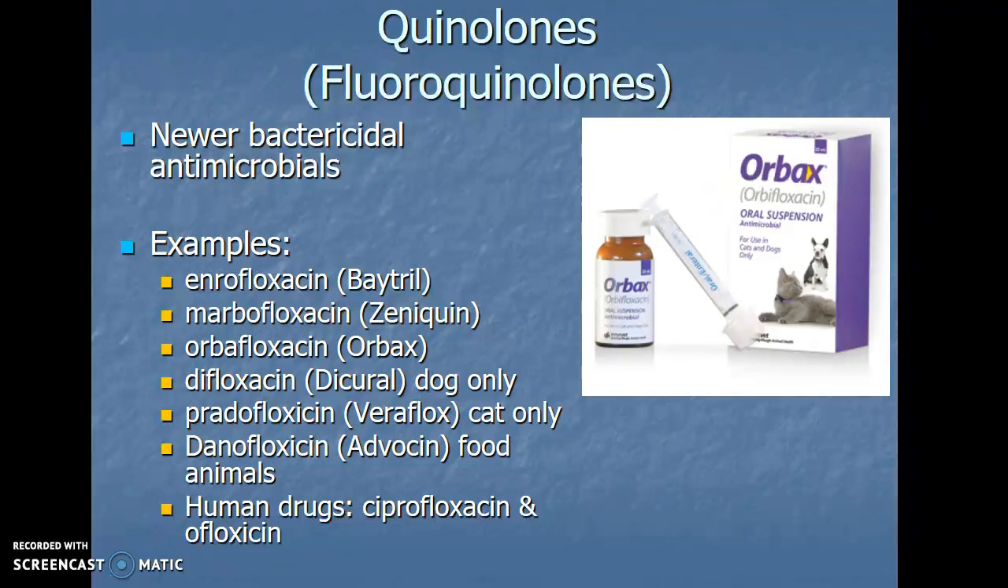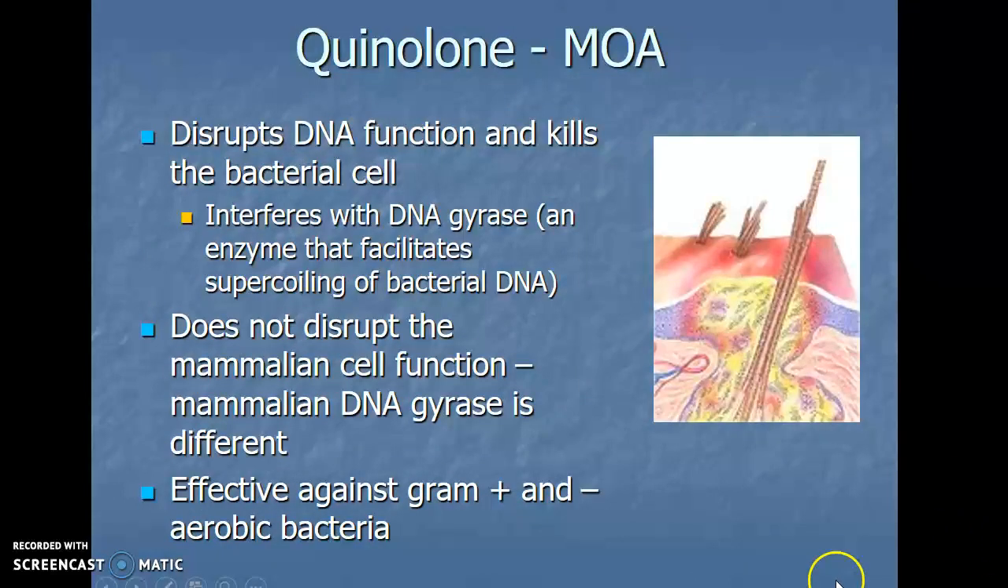And then we have some human drugs that you hear of sometimes being used in veterinary medicine. Ciprofloxacin is one of the big ones. When we had a bioterrorism anthrax scare in this country, this was the drug that people were prescribed if they were thought to have come into contact with anthrax. And then ofloxacin is an ophthalmic drug for the eyes that we sometimes use.